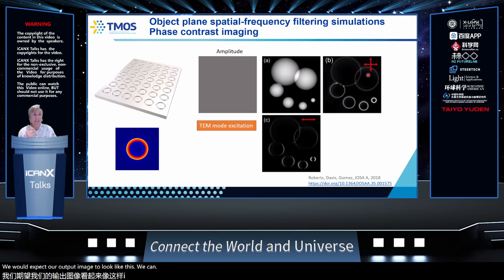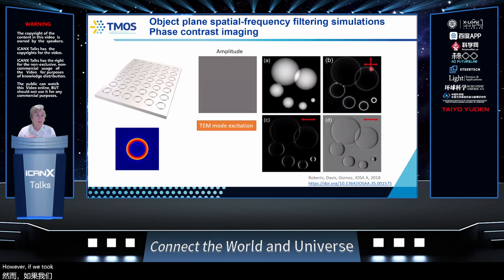We can clearly see edges. So we can visualize the edges of the phase distribution. However, if we tilt the device slightly, that introduces this asymmetry, and you can clearly see you've got a much more nuanced image of your device.